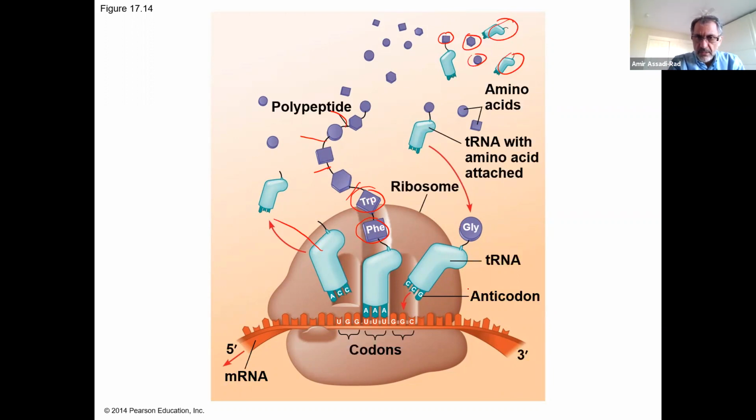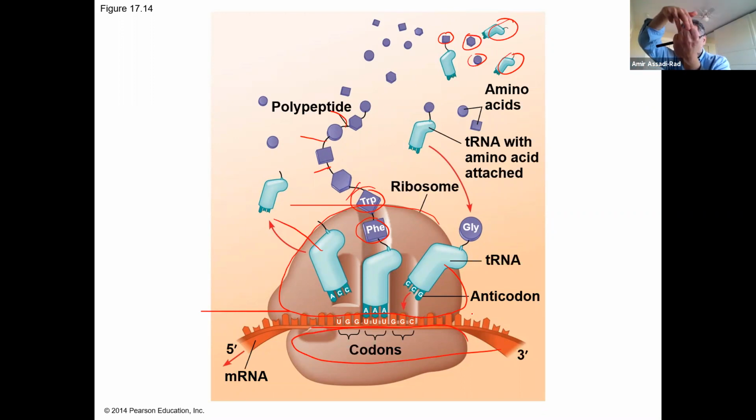And of course, this is the ribosome, right? This area, that is your ribosome. Ribosome, mRNA, it goes like this. tRNA comes in, unloads the amino acid, it moves. Another tRNA comes in, unloads the amino acid, it moves. Another tRNA comes in, unloads the amino acid, it moves. That's how it happens.